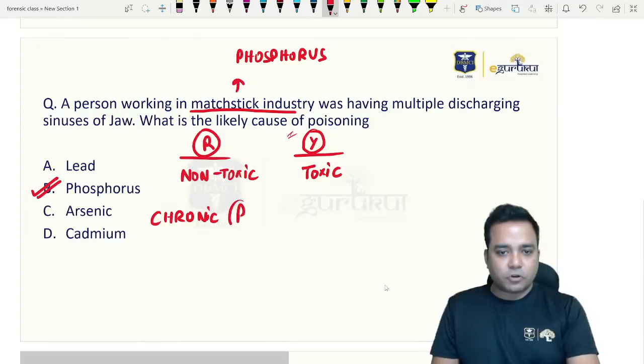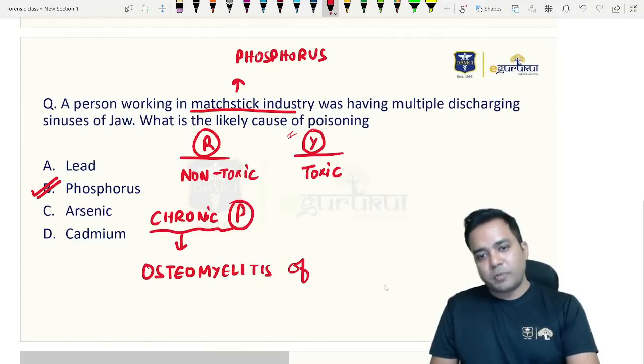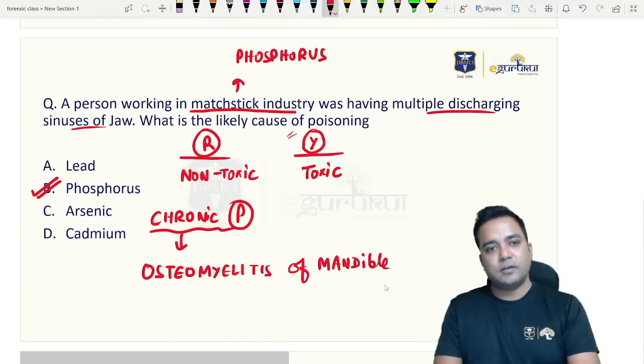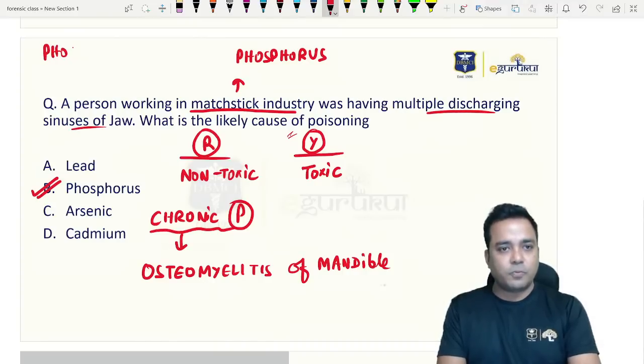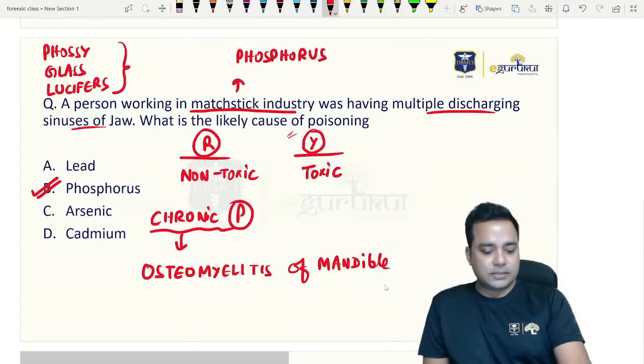And this chronic phosphorus poisoning can lead to osteomyelitis of the mandible bone, which is also called phossy jaw, glass jaw, or Lucifer's jaw. And this osteomyelitis of the mandible means infection has occurred, and will lead to multiple discharging sinuses. This is what is called phossy jaw, glass jaw, or Lucifer's jaw. These are the words used to describe this mandibular osteonecrosis. Correct?